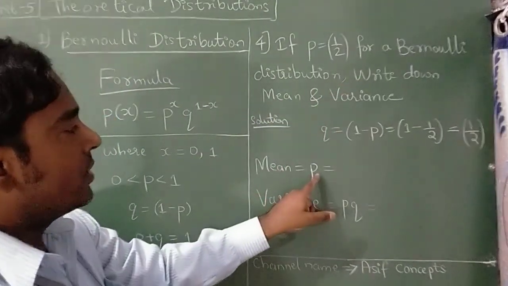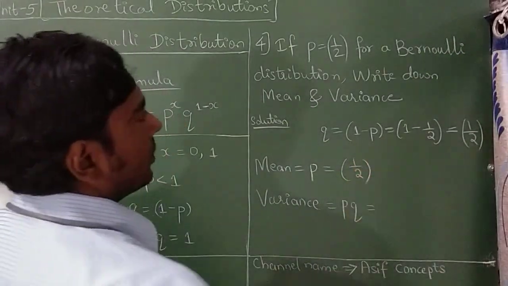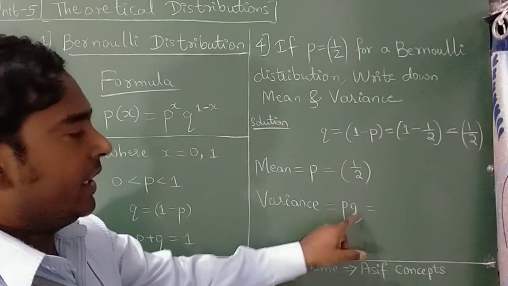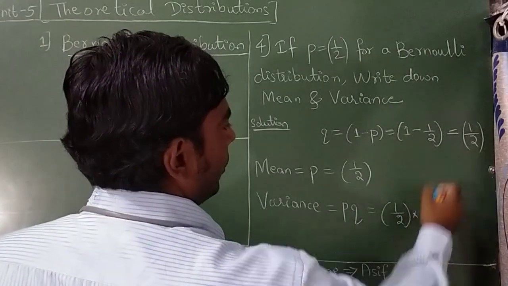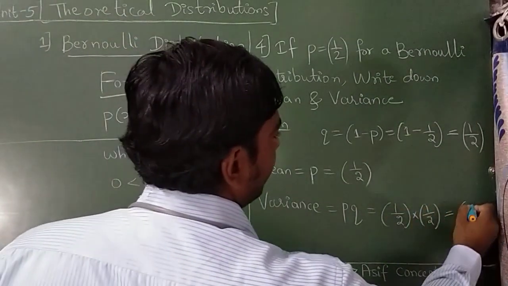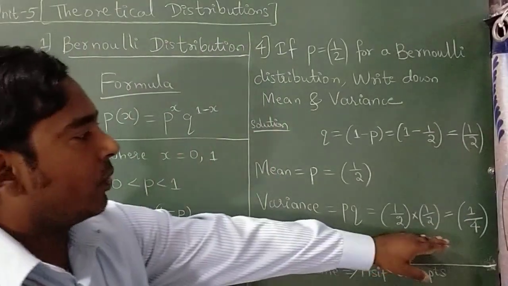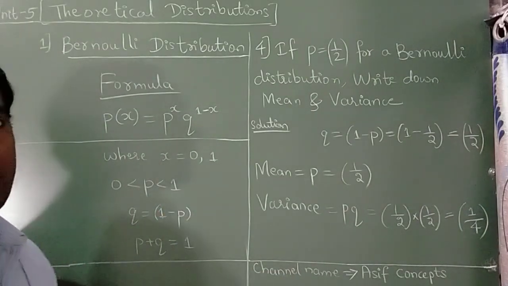So mean formula is only P. What is the P value? 1 by 2. Now I have to find variance. Variance formula is P into Q. So P value is 1 by 2. Q value is 1 by 2. So multiply this. 1 ones are 1. 2 2s are 4. So the final answer is 1 by 4. So this completes your Bernoulli's distribution sum.